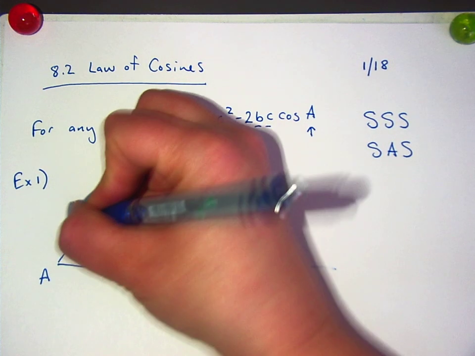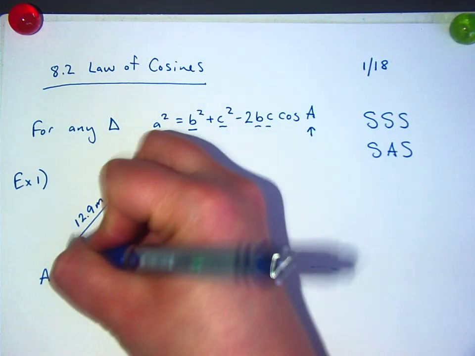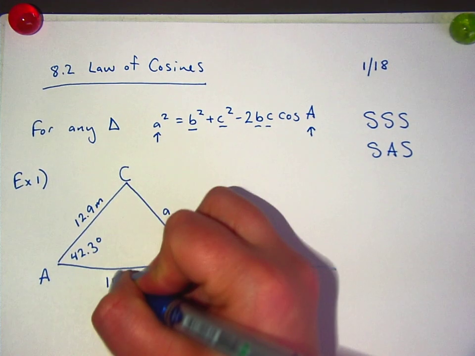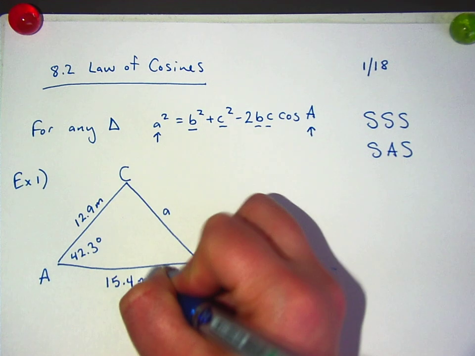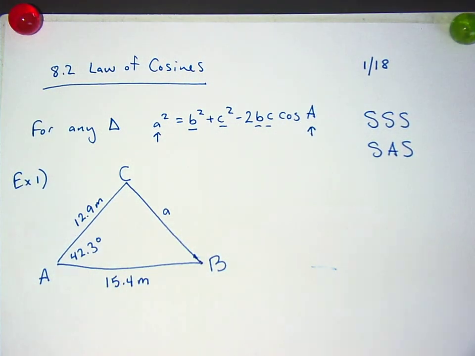That's a lie. This side's going to be 12.9 meters. This one's going to be 42.3 degrees. And this side will be 15.4 meters. Okay, now we're going to find all of the remaining sides and angles.